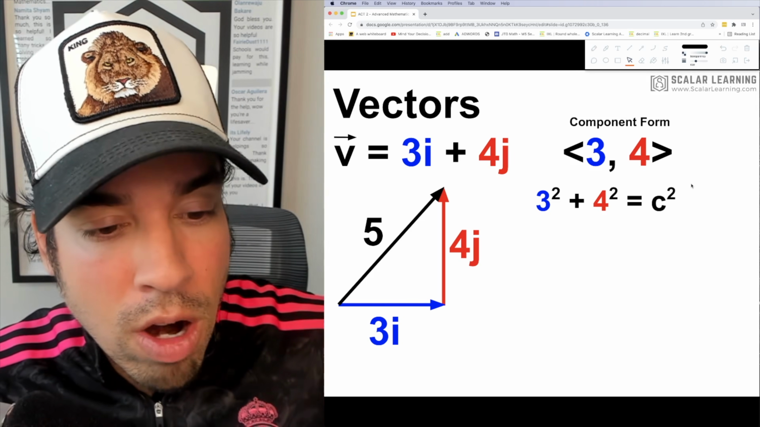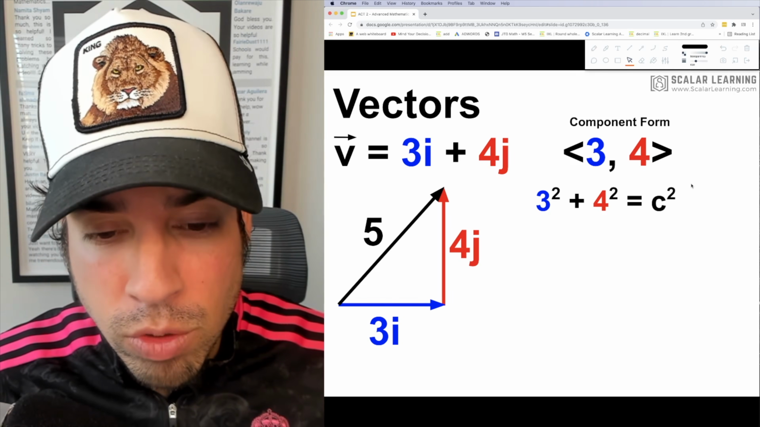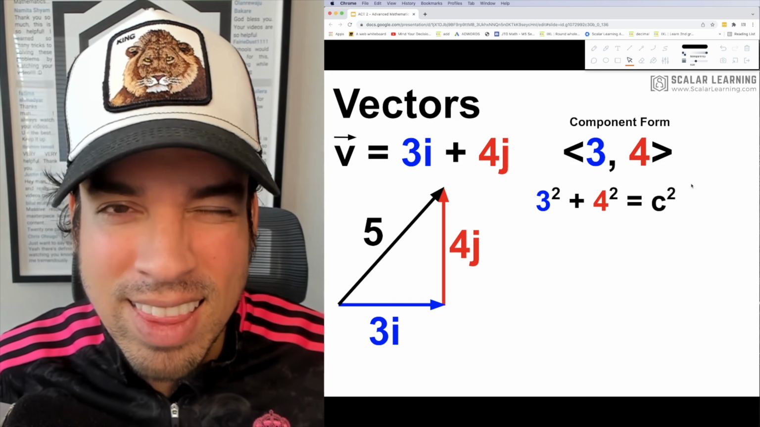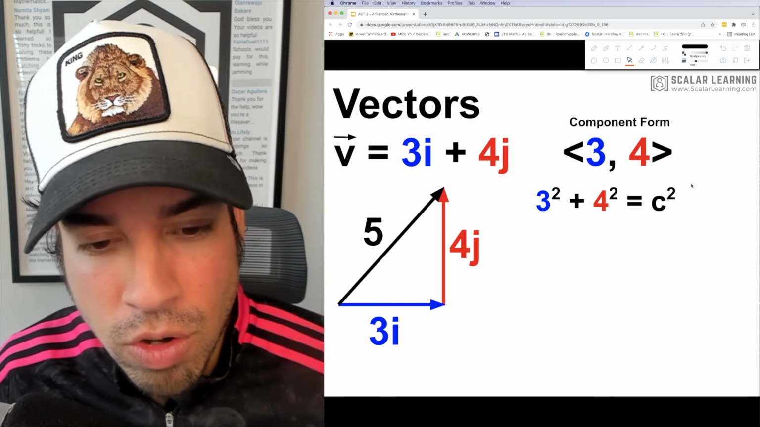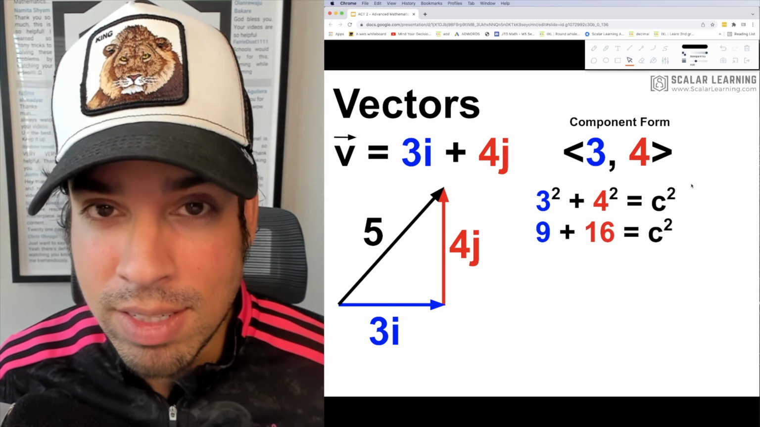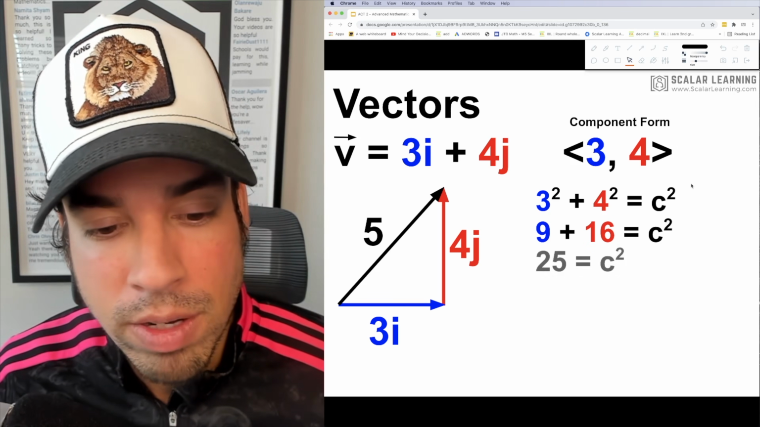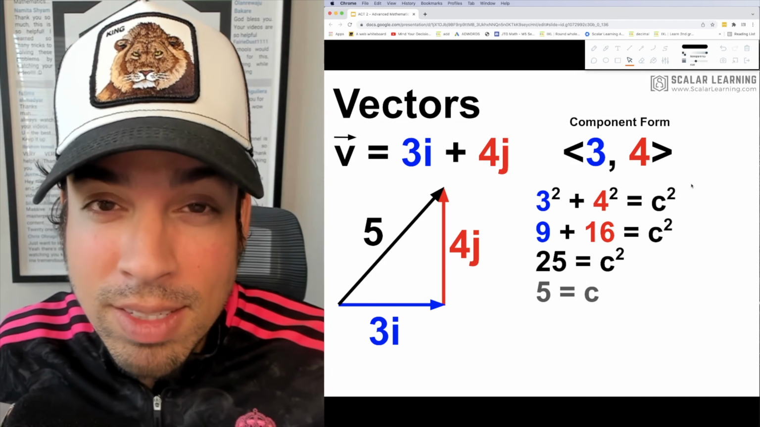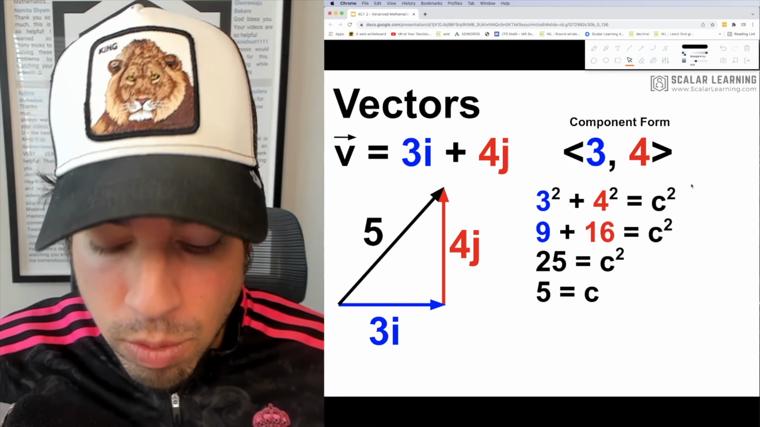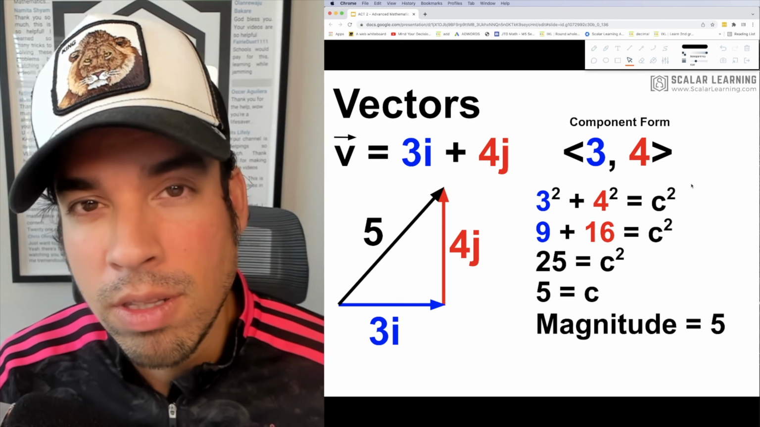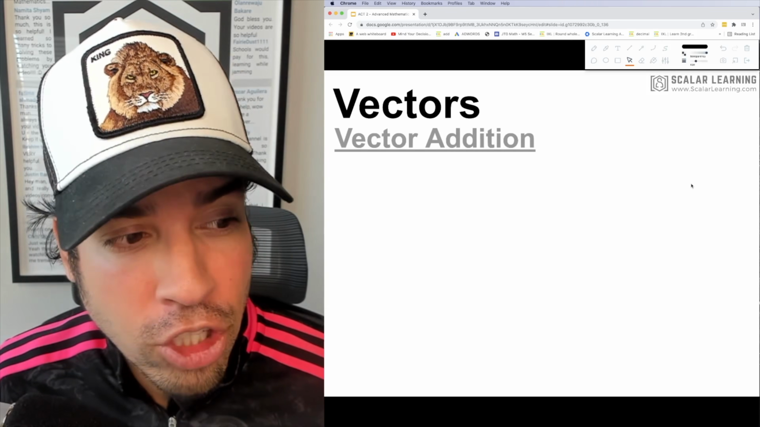Check it out. We do our Pythagorean's theorem. 3 squared plus 4 squared equals c squared. Again, it's that length, almost like the hypotenuse of a right triangle. So that gives us 9 plus 16 equals c squared. 25 equals c squared, which then means that c equals 5, which is the square root of 25. And that is our magnitude done. Now let's talk about some of the operations you might have to do.